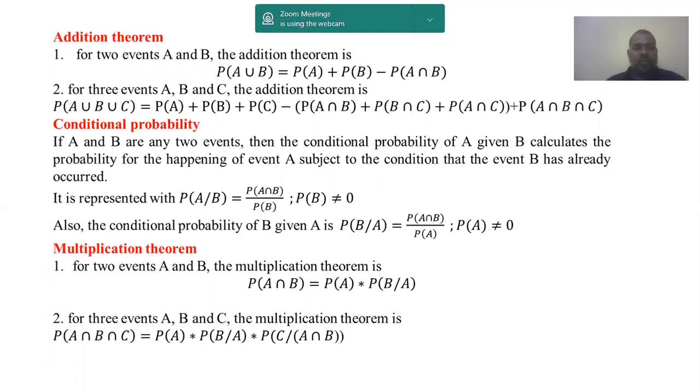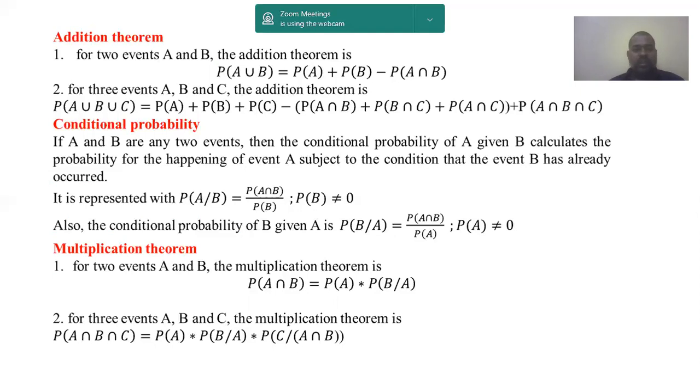If you take any two events, let us consider those two events are A and B. By the definition of the addition theorem, the probability of getting A or B, that is the probability of A union B, is equal to probability of A plus probability of B minus probability of A intersection B. That is, the probability of getting event A or B is equal to the probability of getting event A plus the probability of getting event B minus the probability of getting both A and B.